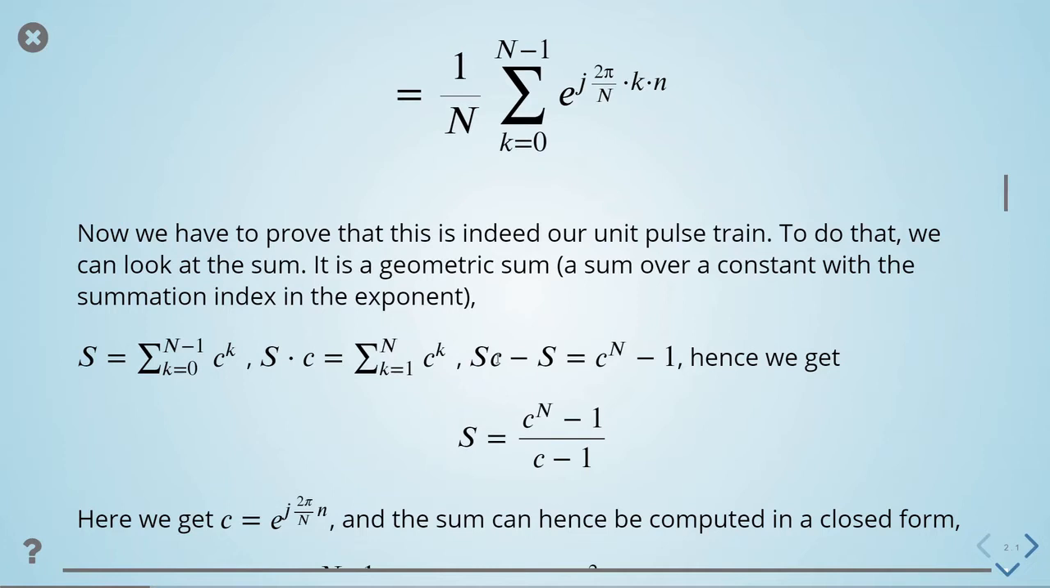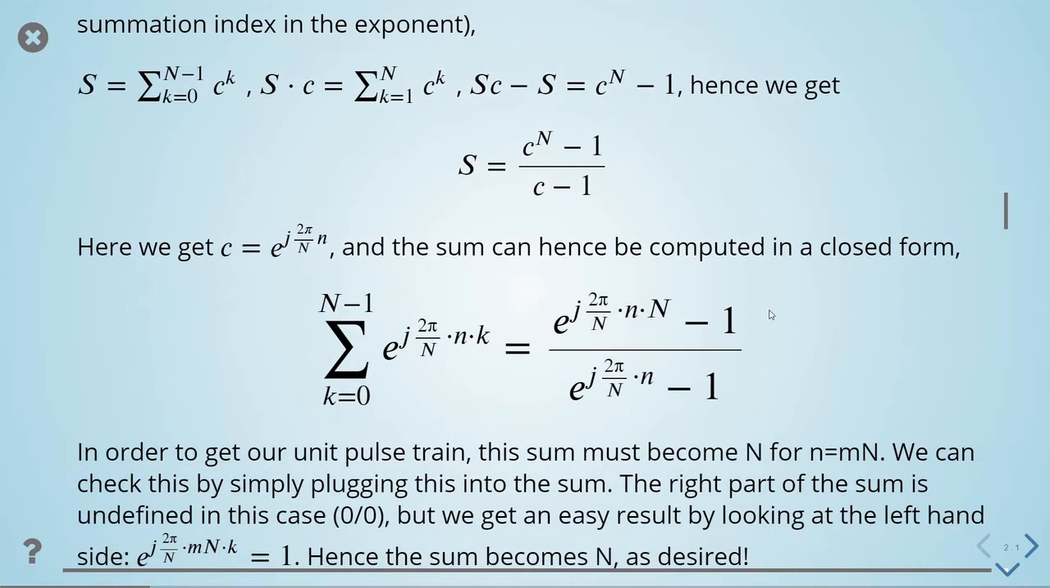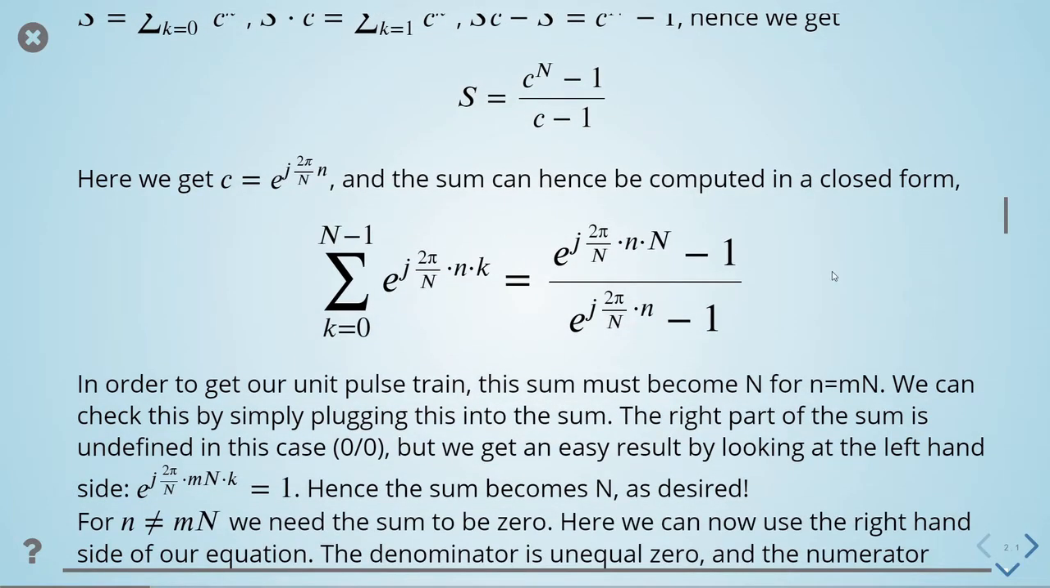With this, we put the sum s in evidence. So s times (c minus 1) is equal to c to the power of N minus 1, and then we get that s is equal to (c to the power of capital N minus 1) divided by (c minus 1). We use this trick, and then we replace c by e to the power of j 2 pi divided by capital N times n, and we find this closed form.